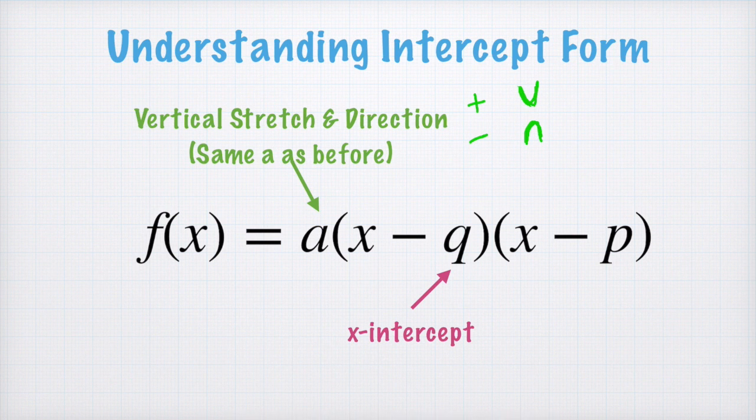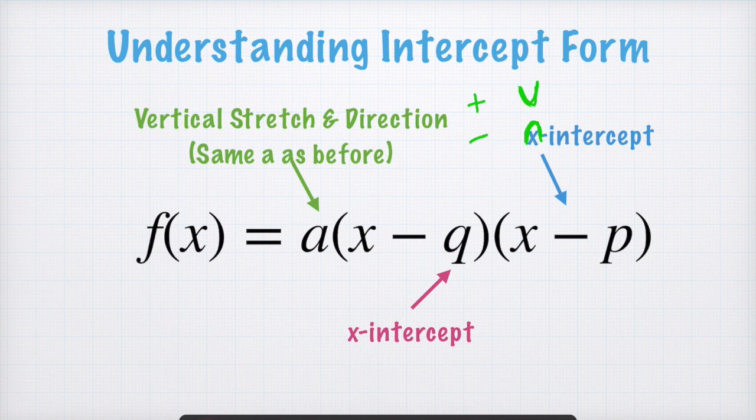And we have two intercepts. We have p and q. These are both our x-intercepts. And remember, it's because we want all of this stuff to be equal to 0 at some point. And that's only going to happen when x is equal to q and when x is equal to p.